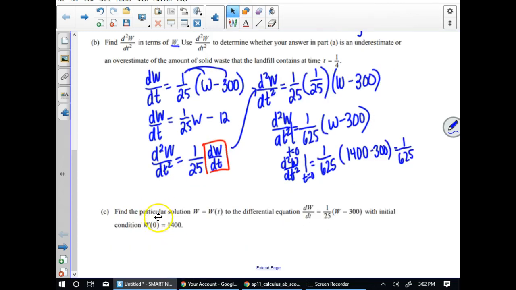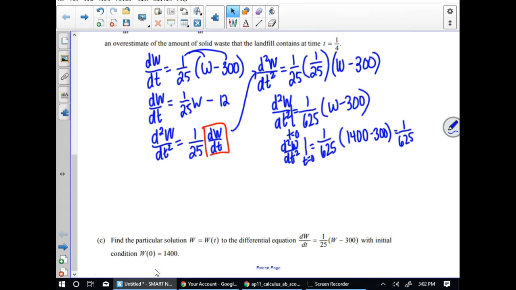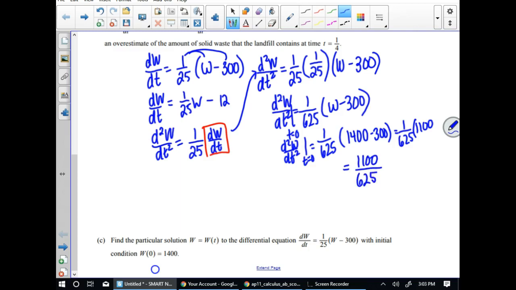Move this down a little bit so I've got some room. 1 over 625 times 1100. And I'm not going to worry about reducing that. I'm just going to call it 1100 over 625. The only thing I really care about right here is whether or not that's greater than or less than 0. And this, of course, is greater than 0.